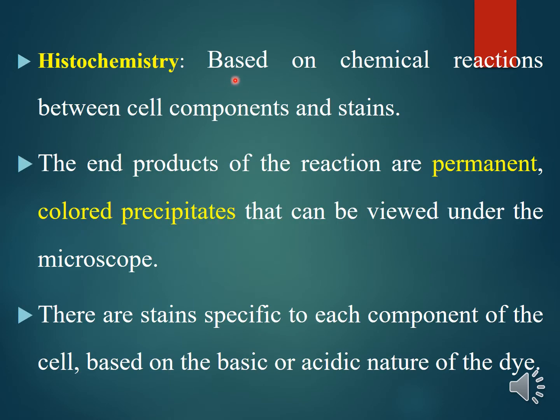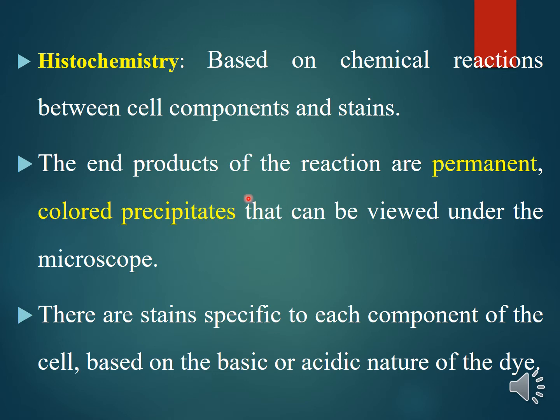Now again, this is another division of histochemistry, which is based on the chemical reactions between cell components and stains. The definition of this term is variable, but just to illustrate the meaning of histochemistry: it depends on chemical reactions that occur inside the tissue, inside or outside the cell, inside the extracellular matrix, between different molecules or different components of the cell or the extracellular structure.